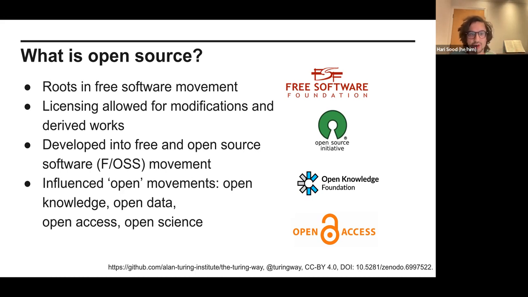And this coalesced into the free and open source software movement, which modified these licenses for modification and that kind of thing. And people realized just how useful that was and how important it was to allow people to collaborate and modify and work with software wherever they wanted to. And so it coalesced even further into saying, okay, not only derive your own works from pieces of software, but actually collaborate from the ground up on open code bases that people can not only modify together, but literally build together as well. And then that influenced even wider open movements like open knowledge, open data, open access, open science, which are all built on this idea of transparency and also collaboration and building things together.